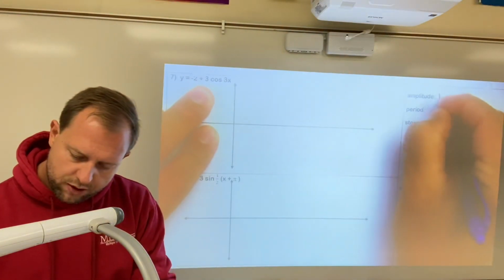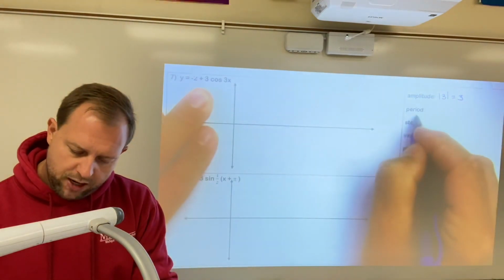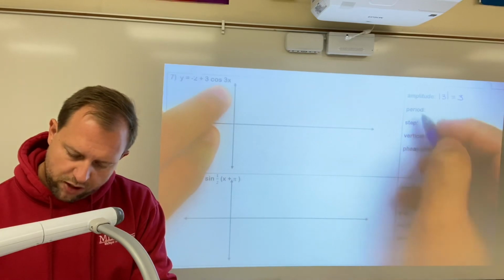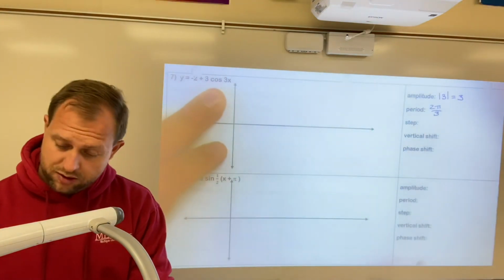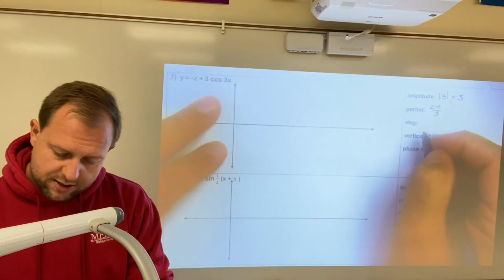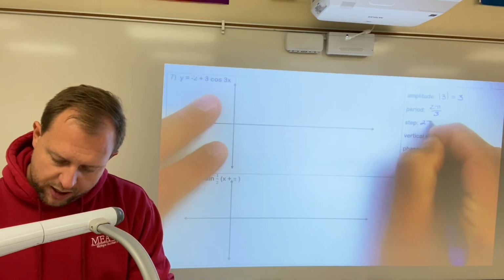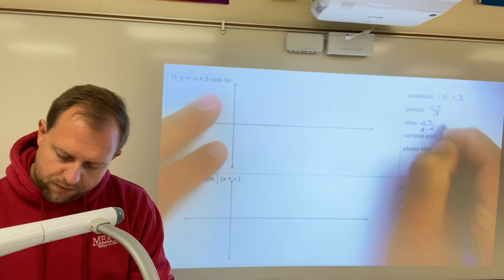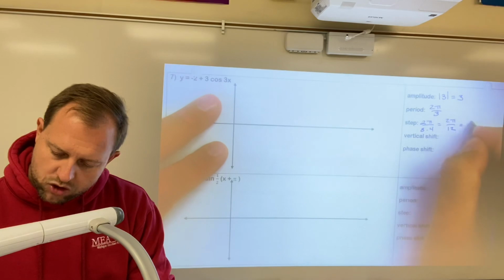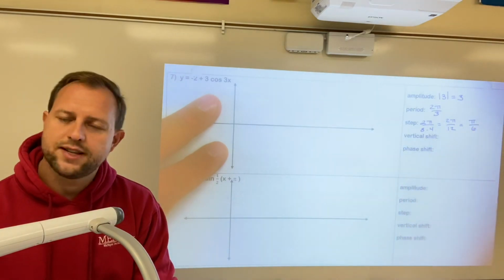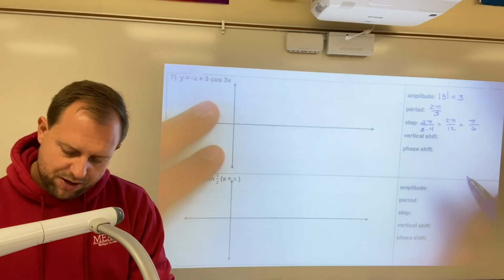Amplitude is the absolute value of the positive 3 out front. The period is the number in front of the x, so 2 pi over that 3, and it doesn't reduce, so it's 2/3 of a pi. Steps are going to be a quarter of that, so that's 2 pi over 3 times 4, or 2 pi over 12, and that reduces to pi over 6, or a sixth of a pi. So a little bit different fractions we'll be dealing with this time, but nothing we haven't seen already.